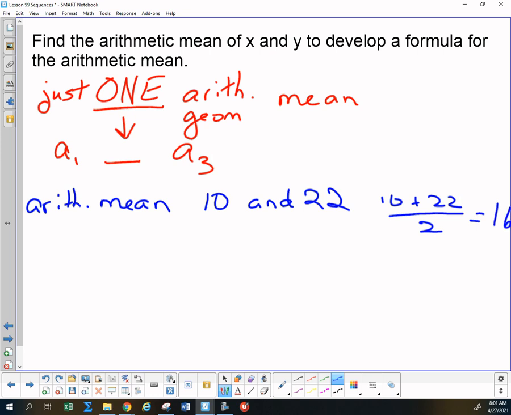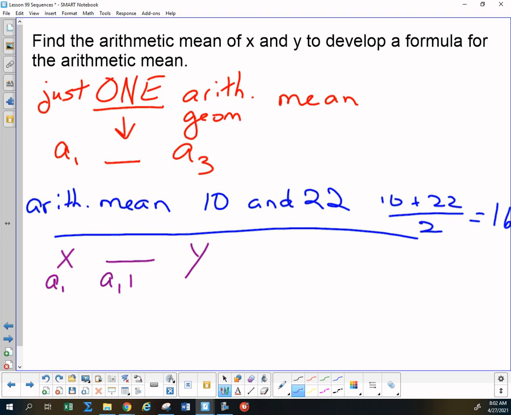Okay, let's develop the formula in general and prove our formula based on what we know of putting a whole bunch of means in between different things. So we want it between x and y, so x is my first, y is my last, and I want just one in between them. So that means x is a1. If it is arithmetic, that means the mean I'm looking for is a1 plus some kind of d. And y has to be a1 plus d plus another d, so a1 plus 2d.